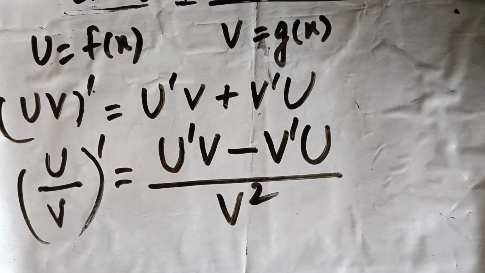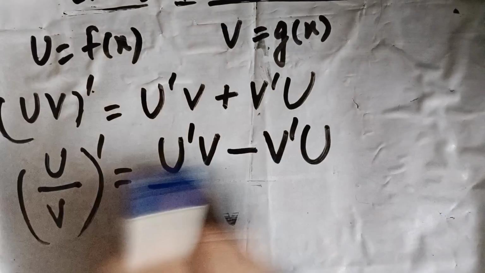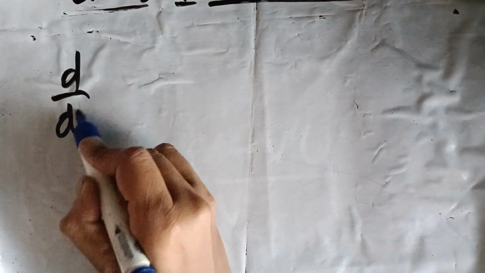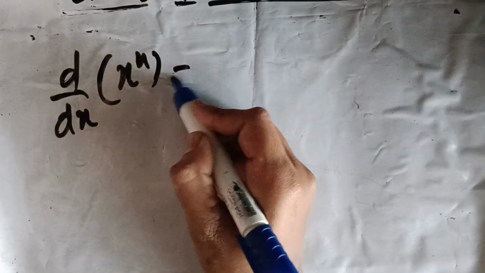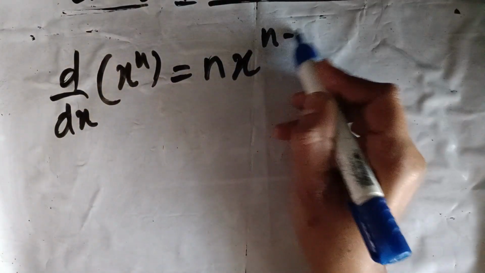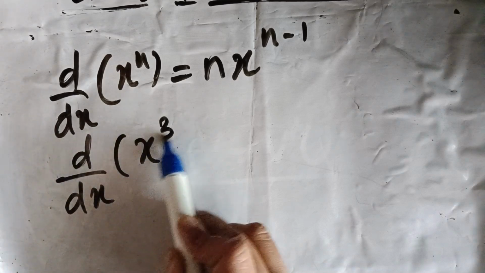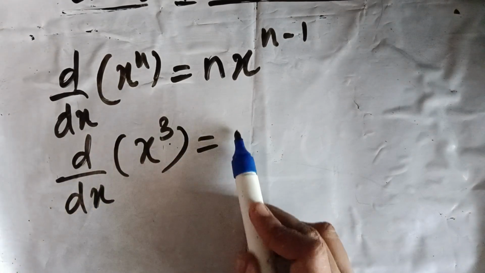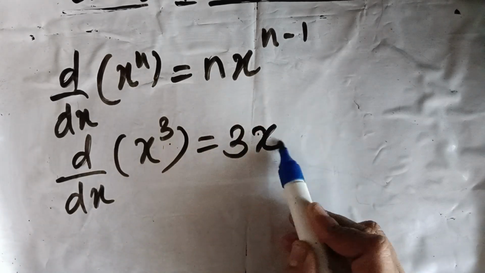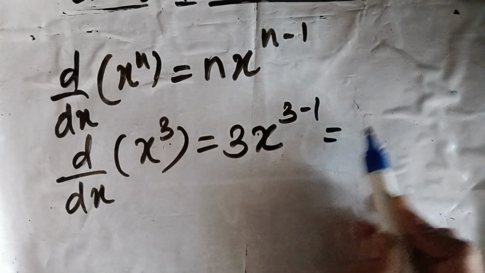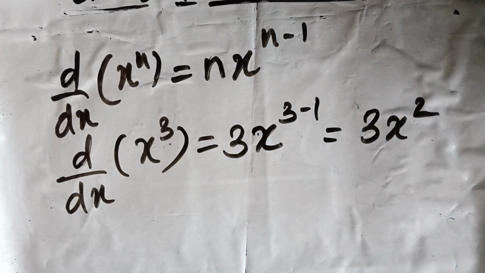So let's solve some examples based on these rules. And the derivative of a polynomial function: d by dx of x raised to n is given by n x raised to n minus 1. That is, if you are given d by dx of x cube, then your n is 3, x raised to 3 minus 1. So 3x square. This is the derivative.